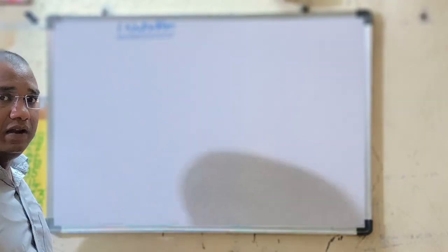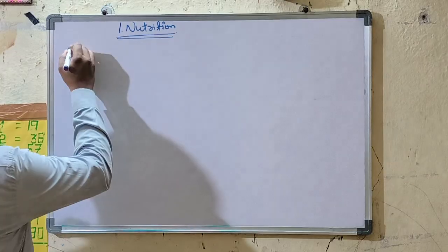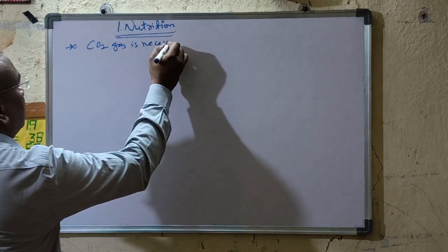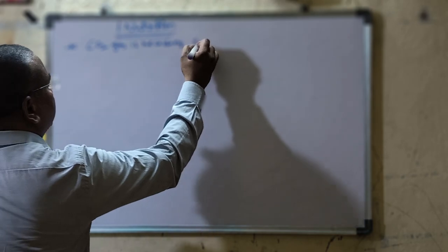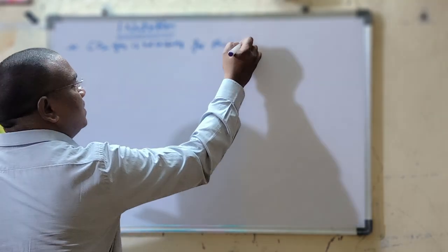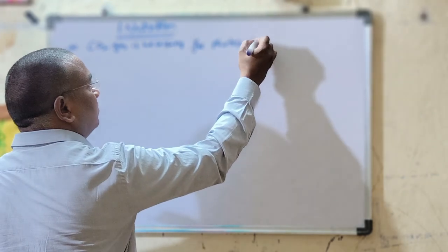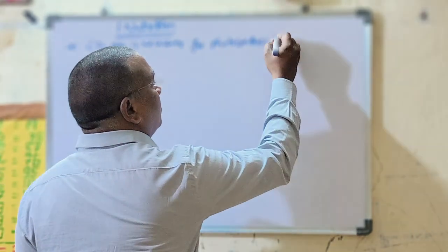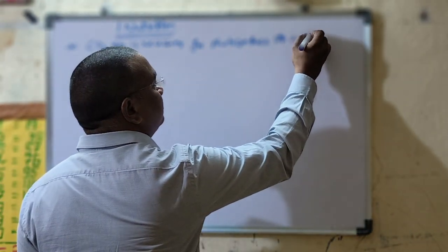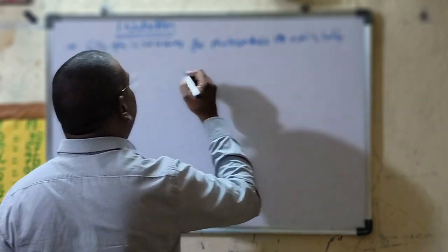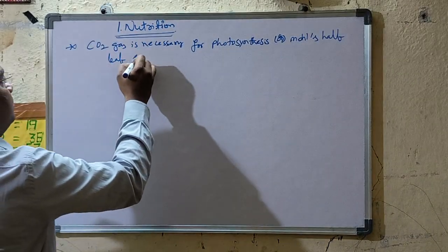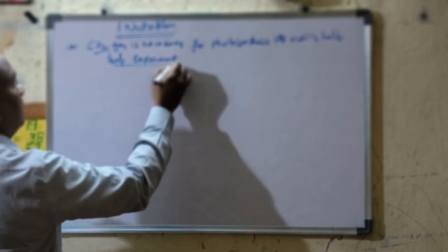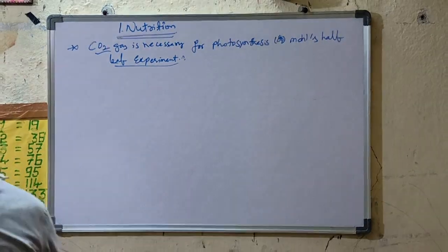Now I will write on the board. Observe that carbon dioxide gas is necessary for photosynthesis. Necessary for photosynthesis. So it is also called the moll's half-leaf experiment.